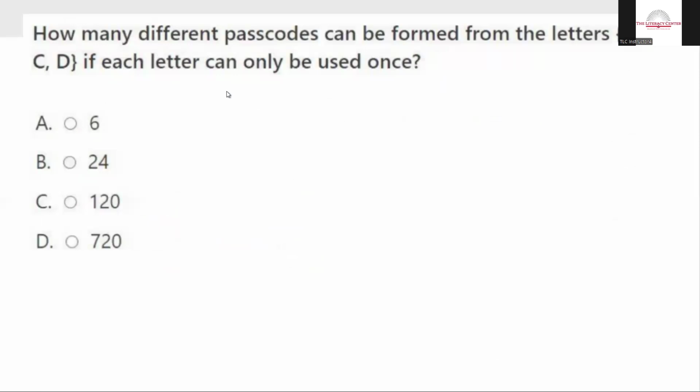This next question: how many different passcodes can be formed by the letters A, B, C, and D if each letter can only be used once? This is a permutation question.